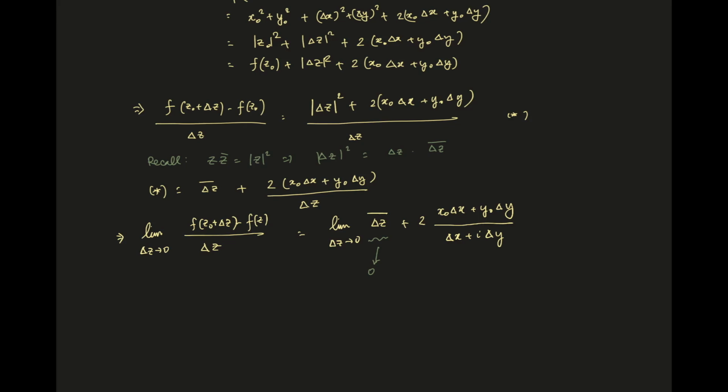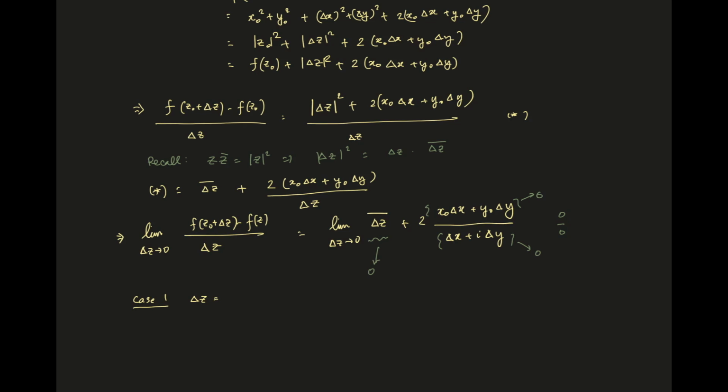Notice that the first term goes to 0 as delta z goes to 0, whereas for the second term both the numerator and the denominator go to 0 as delta z approaches 0. So it's in a 0 over 0 form. So we have to think about it further.